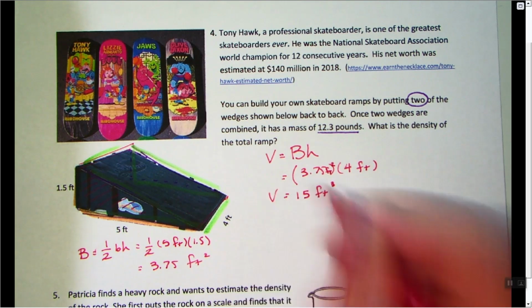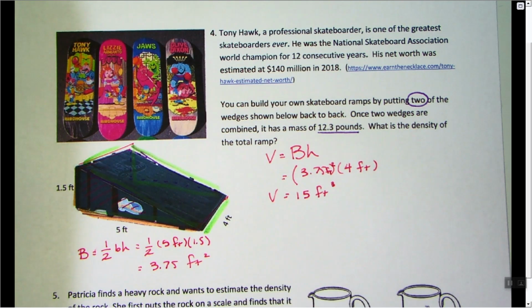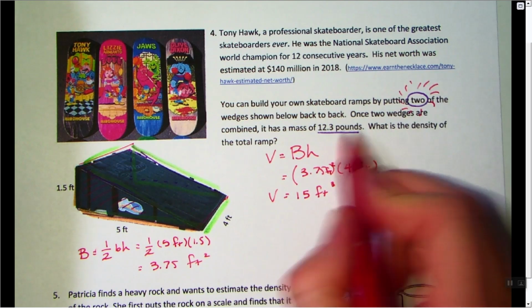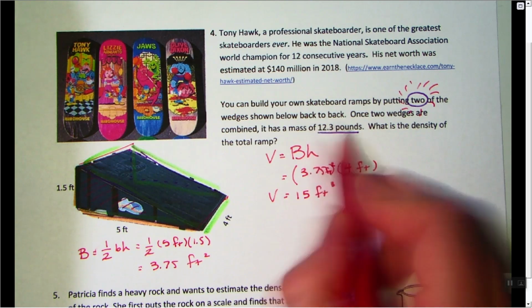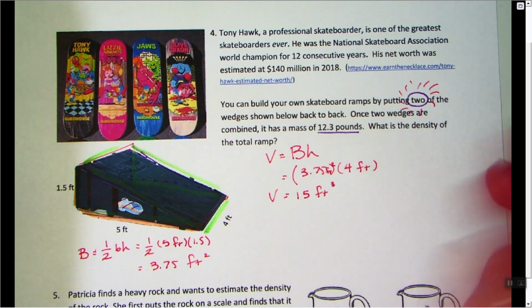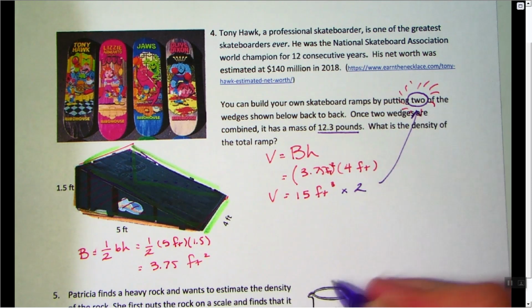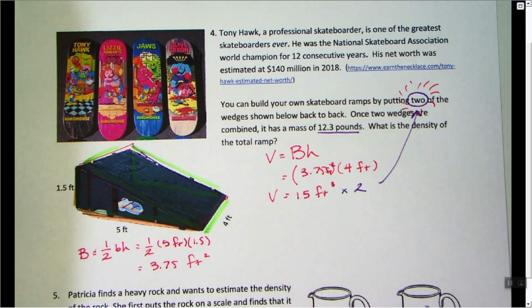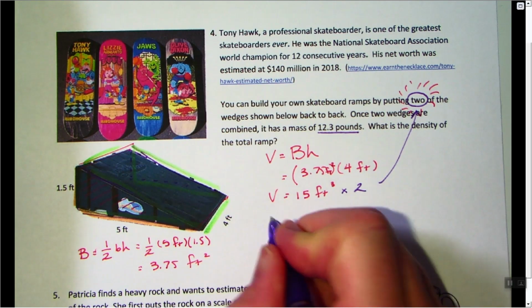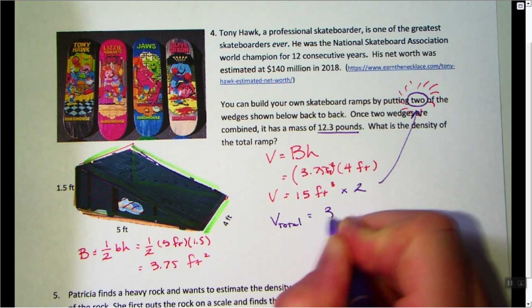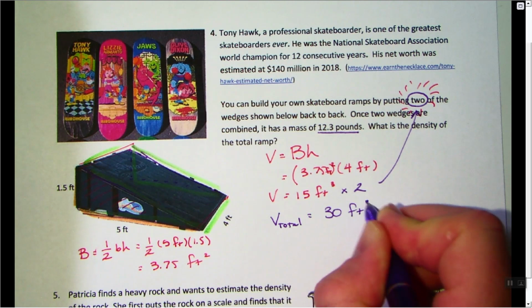Now, most students get there and then they get sidetracked and get excited about the density. There are 2 of these put together to get this ramp. Okay, so I'm going to take this volume and multiply it by 2. Okay, this 2 right here. And that's only in this problem, by the way. But it's a common misconception. So the total volume that I'm dealing with is 30 cubic feet.